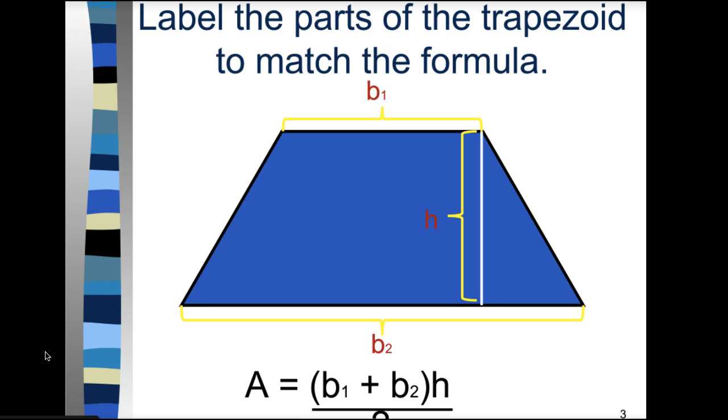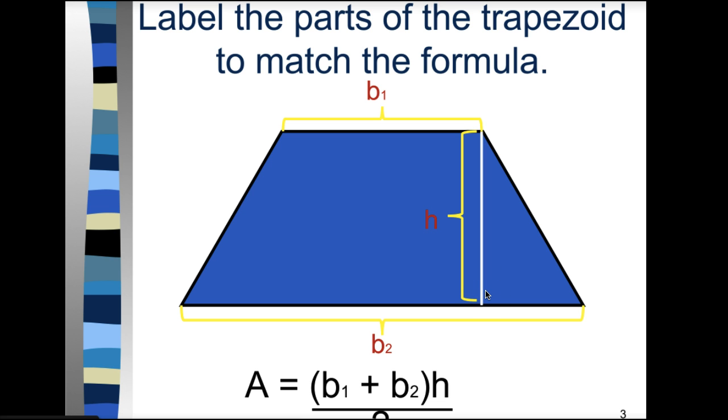So, labeling the parts of the trapezoid to match the formula. For this problem, I apologize, down here on the bottom this is a 2 on the very bottom; with the way my screen is copied, I can't get that in there. With our trapezoid here, we have base 1, which is on the top, and then on the bottom base 2. And then we have our height right here.